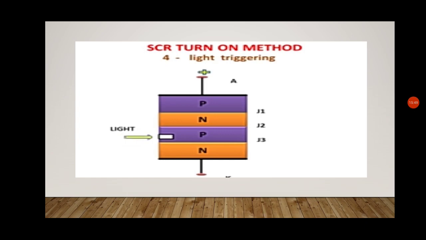So, having mentioned all the four methods of triggering of SCR, let me again tell you the most widely used is the gate triggering method.